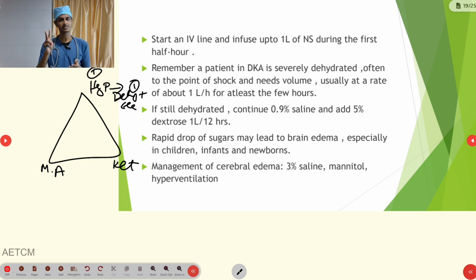First, ideally you start with 0.9% normal saline. Aim for 1 liter in the first half an hour to 1 hour, and then for subsequent hours target 1 liter over 2, 3 or 4 hours. Then after that, if the blood glucose level is less than 200 mg per deciliter, you shift the fluid from normal saline to 5% dextrose. So this is regarding the fluid management.